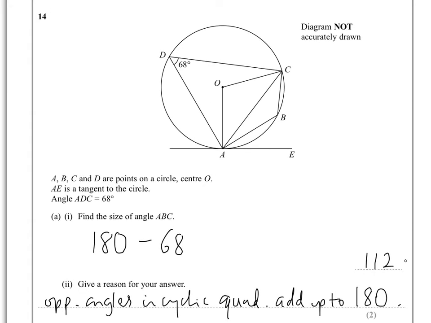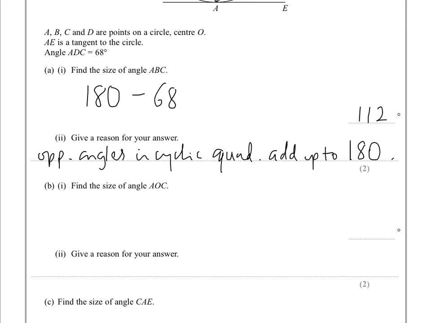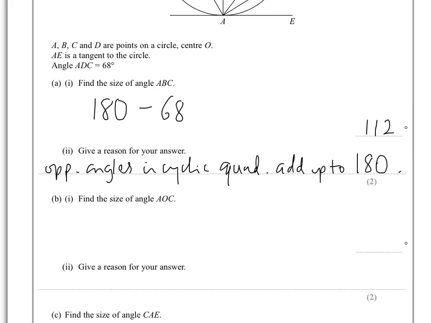In part B, part 1 then, we're asked to find the size of angle AOC, so this angle here. And the answer to that is in fact 136. It's actually 68 times 2, and that gives us the 136.